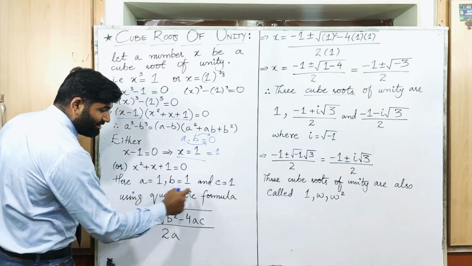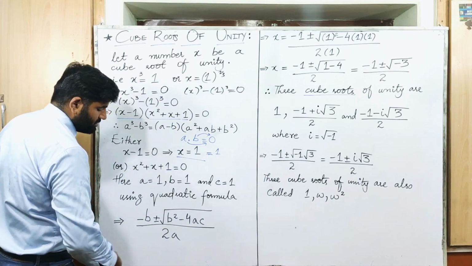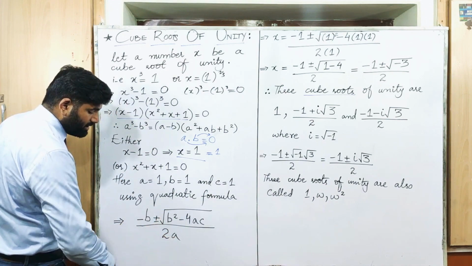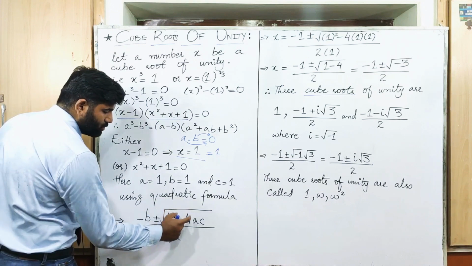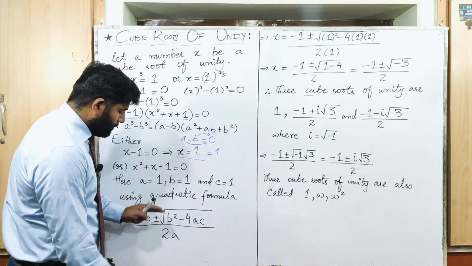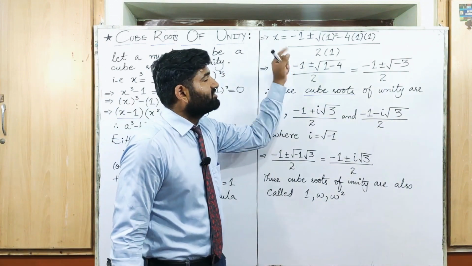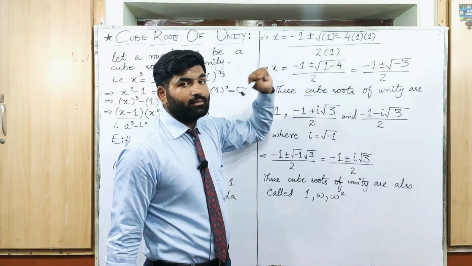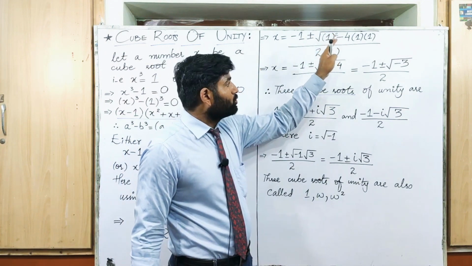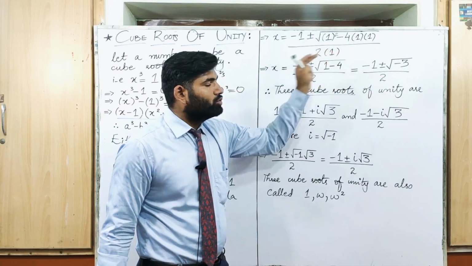Now using the quadratic formula, and if you do remember, I have again written it. What is the quadratic formula? It is x equals minus b plus minus under root b square minus 4ac, whole over 2a. Now putting this a, b and c in this formula, we get x equals minus 1 plus minus under root 1 square minus 4 into 1 into 1, whole over 2 into 1.